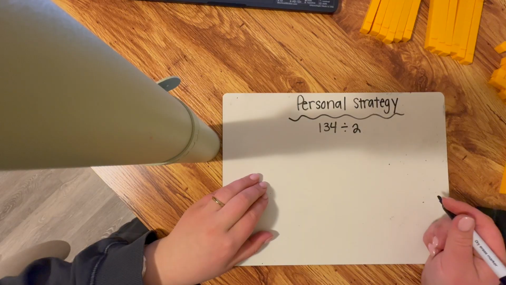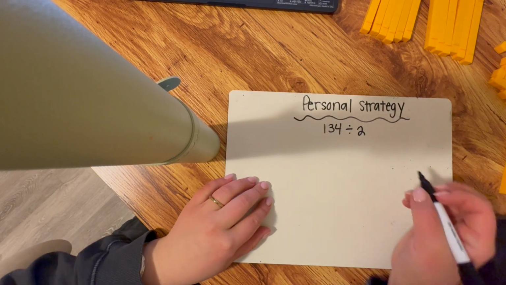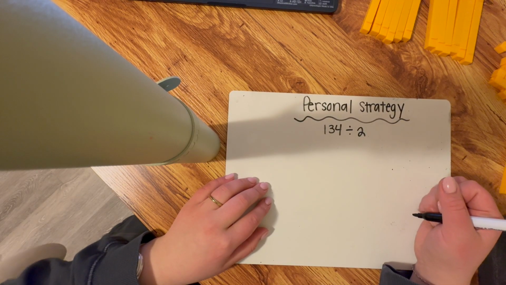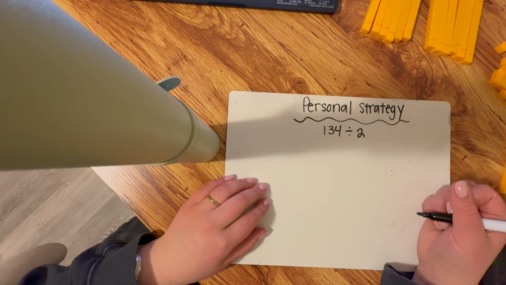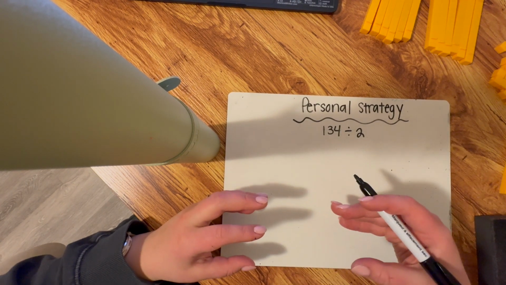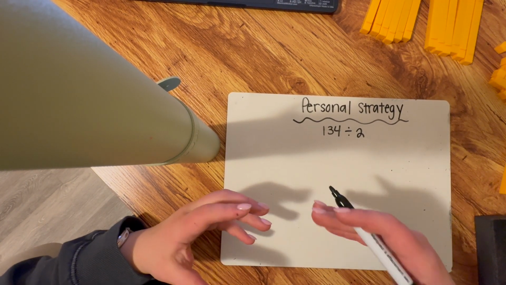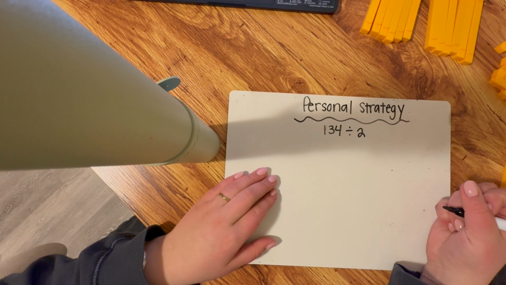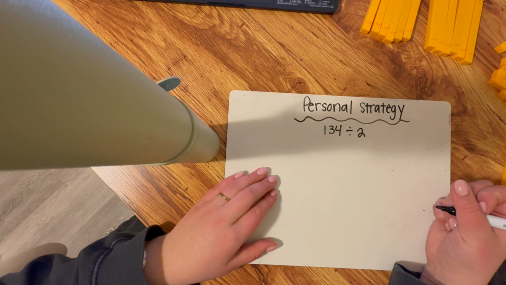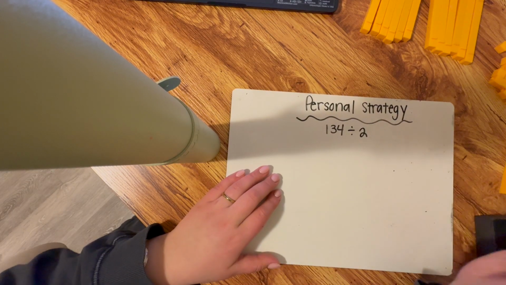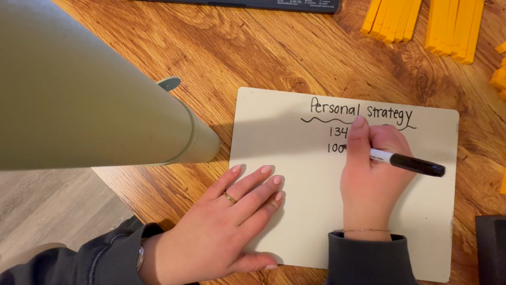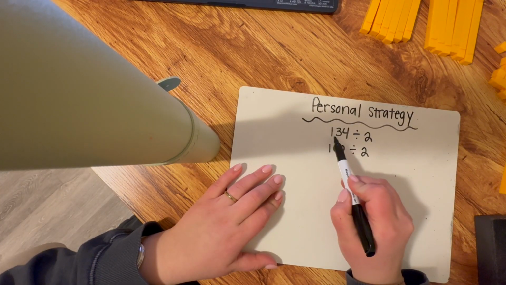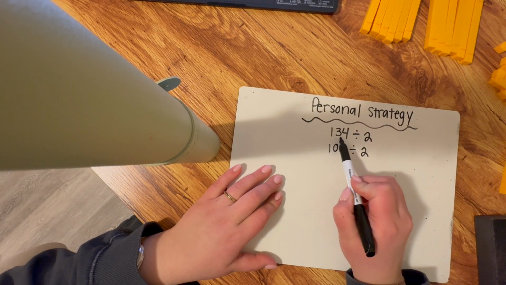My chosen personal strategy to do 134 divided by 2 is very similar to what I did in the beginning with my front end estimation, but just breaking down the division and doing it repeatedly until I have nothing left to divide. It's almost like repeated subtraction, but not. So to start, I did 100 divided by 2 because I'm breaking it down into the hundreds, tens, and ones place.